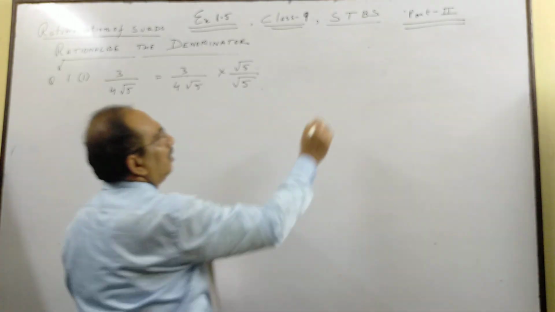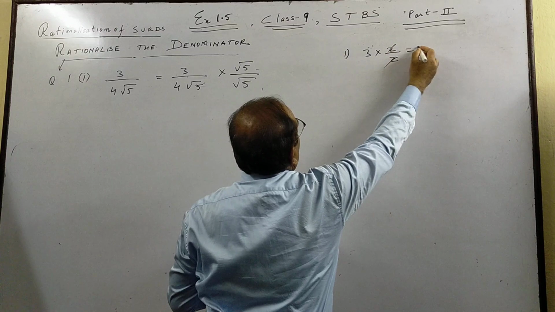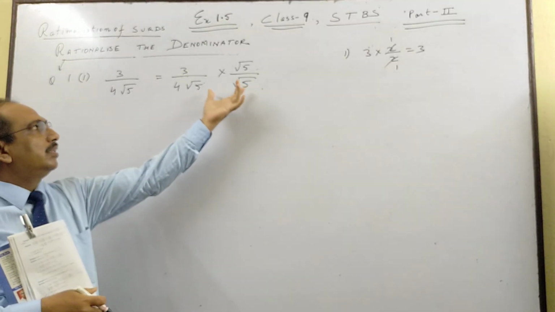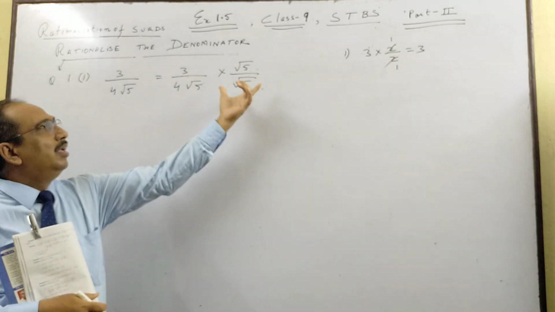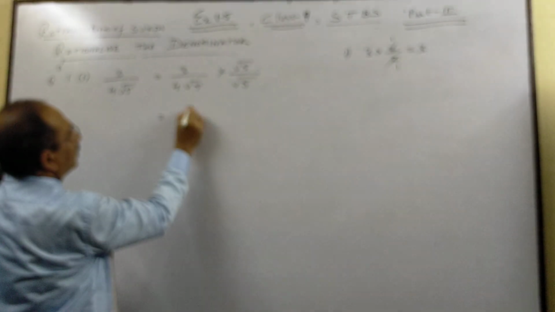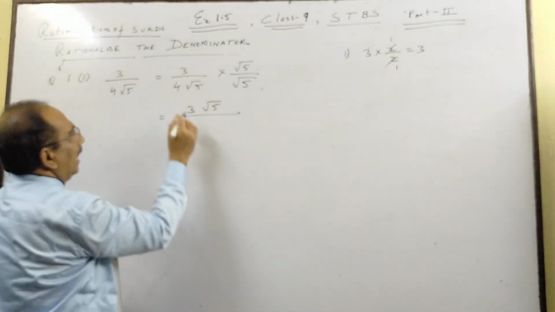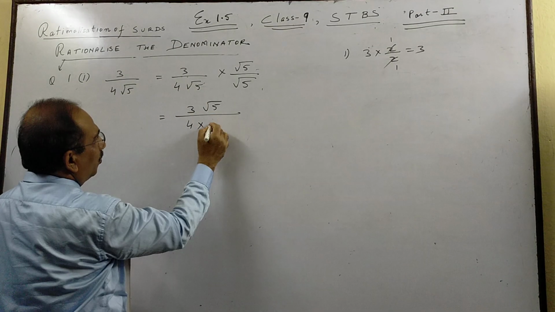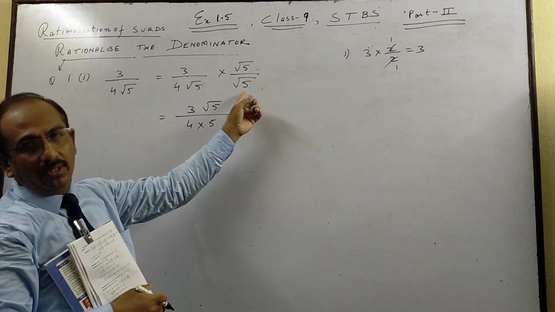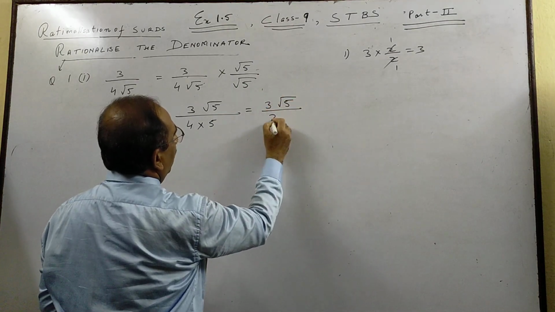So anything you can multiply, like 3 with 2 by 2, this will cancel, ultimately you will get 3. So that idea of basic maths we apply, that you can multiply or divide anything by the same thing and the value remains unchanged. So what will happen here, children? 3 root 5, root 5 goes in the numerator, and 4 into root 5 into root 5 will give you 5. As I told you, root into root you get 5. So our answer is 3 root 5 by 20.